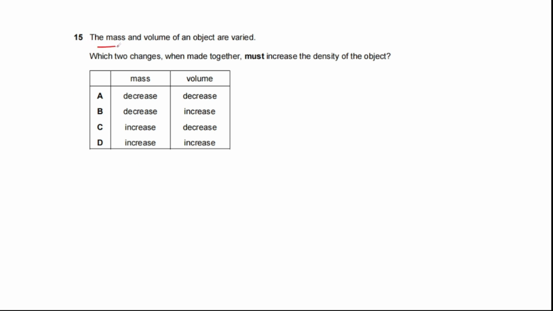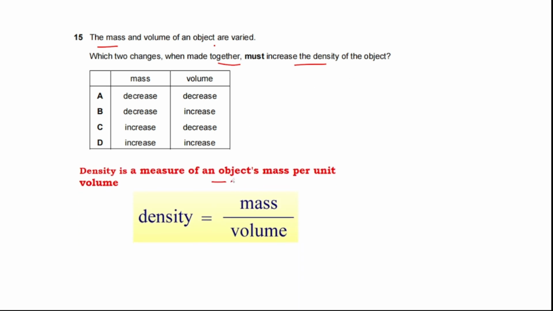Question number 15. The mass and volume of an object are varied. Which two changes, when made together, must increase the density of the object? The density is a measure of an object's mass per unit volume. So the density formula is mass per volume, and here you have to increase the density. So you have to increase the numerator and decrease the denominator, which means that the mass should be increased and the volume should decrease. So the correct option is option C.